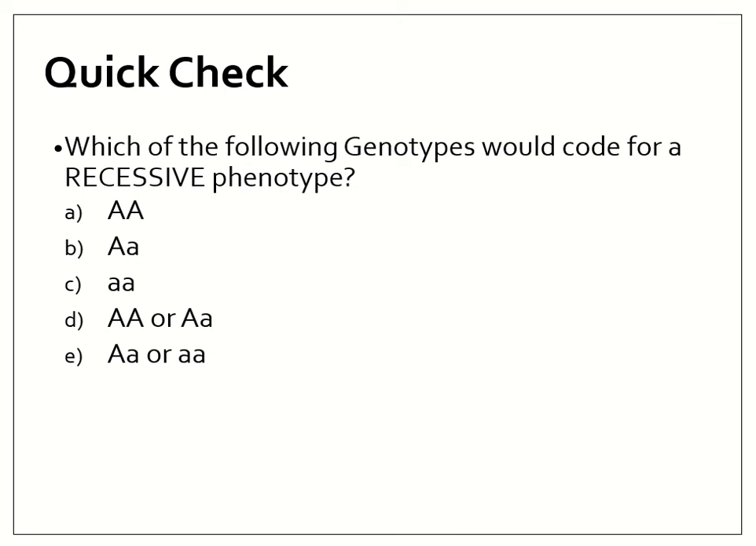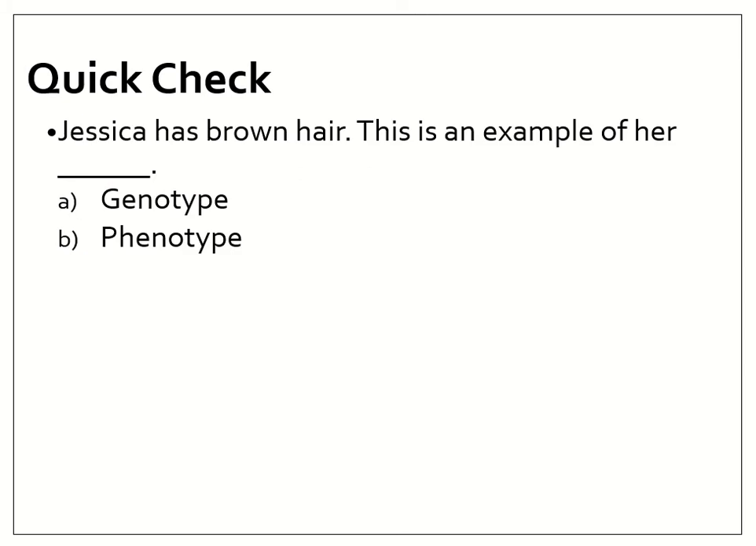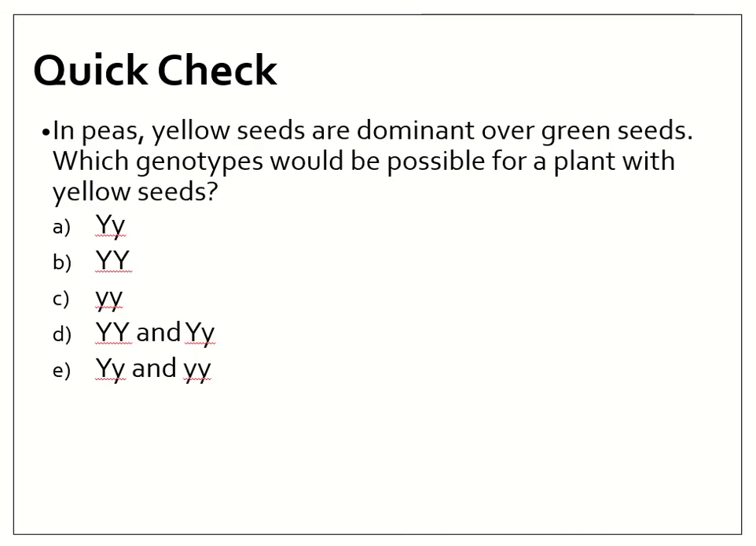Okay, which of the following genotypes would code for a recessive phenotype? Remember, genotypes are the actual letters. Phenotype is your traits, so make sure you know the difference. Because it's recessive, we said it has to be both lowercase for you to see the recessive trait. Okay, let's try the next one. Jess has brown hair. This is an example of phenotype because it's the actual physical characteristic. Okay, we're going to keep going.